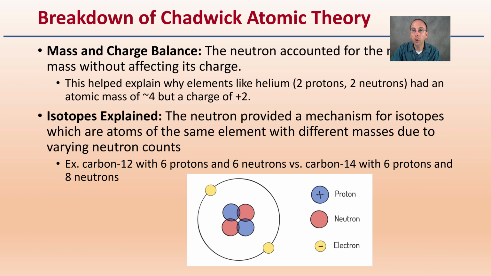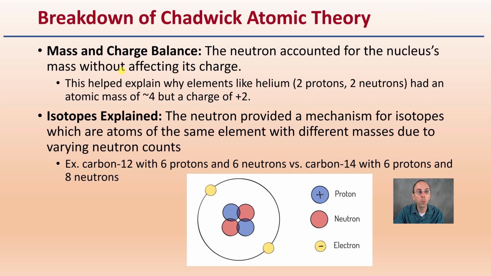As for mass and charge balance, this accounted for the nucleus's mass without affecting its charge, and this helped explain why helium, with 2 protons and 2 neutrons, had an atomic mass of 4 but only a charge of positive 2. So again, we're filling in the observations we had, and now we have some scientific inquiry to define why those are.